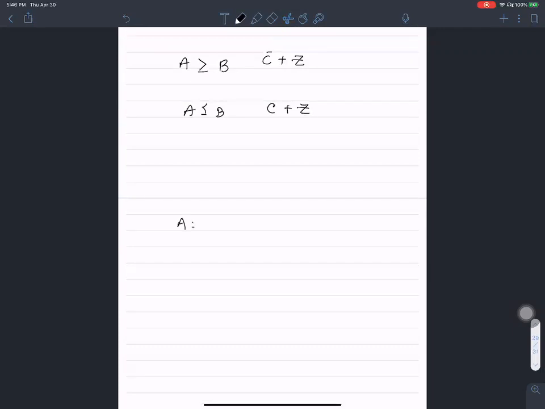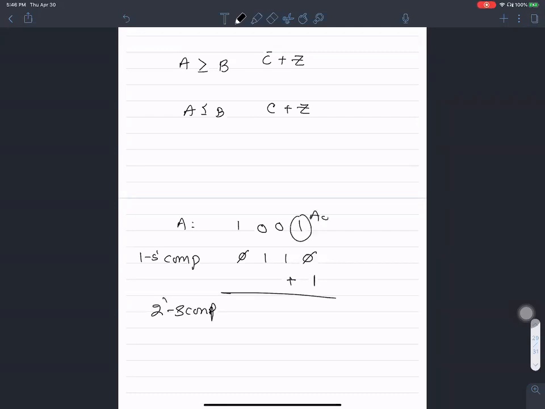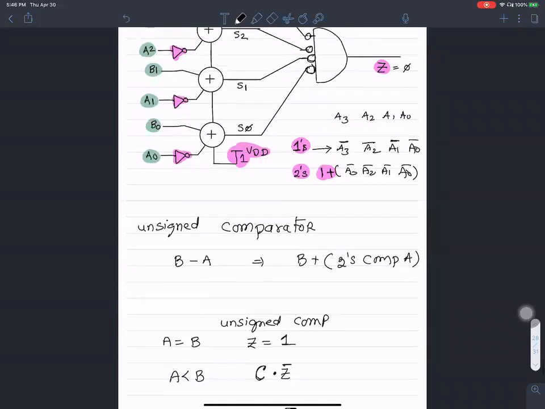Let's say you pick a number. A is 1001. How do you generate the 2's complement of it? You invert it first, 0110. You perform a 1's complement first by inverting each of these bits, and then adding a 1, you have 2's complement, right? So A0 should become A0 naught, A3 should become A3 naught, correct? Yes. That's exactly what this inverter is doing.